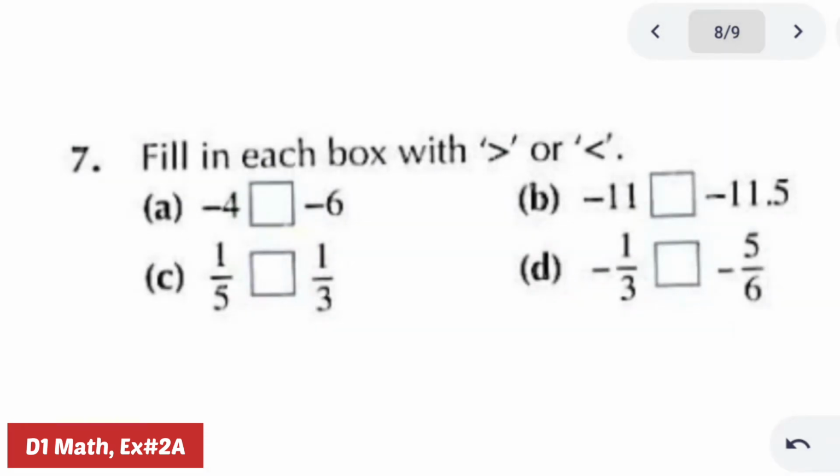Now again in question number 7 we have to put the smaller or the bigger sign to compare two numbers. In part A we can see two numbers, minus 4 and minus 6, and we know that the number minus 6 is on the left side of the number line, that's why it is smaller than minus 4. Similarly, we have to compare minus 11 with minus 11.5. As the number becomes bigger in the negative, it becomes smaller, so minus 11 will be bigger than minus 11.5.